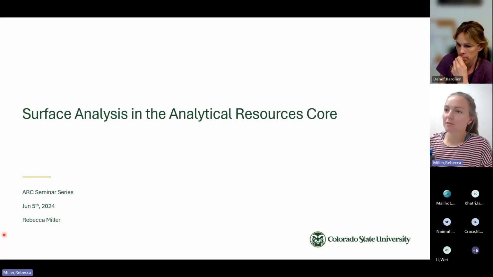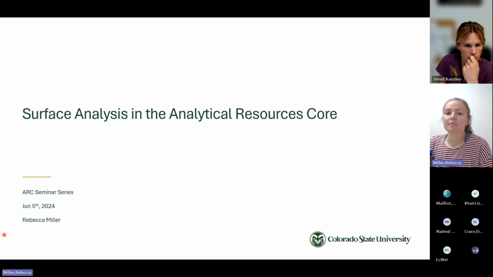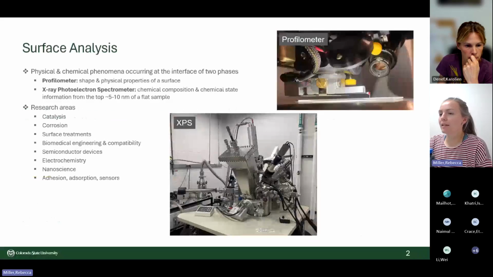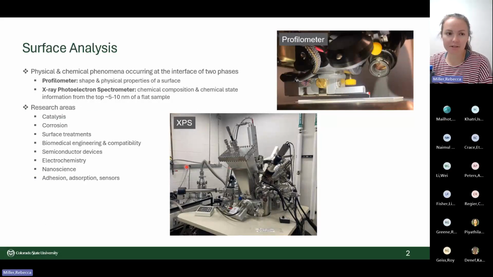Today, I'm talking about surface analysis techniques in the ARC. The main instrument I'll be talking about today is the XPS, or X-ray photoelectron spectrometer, but we also have a stylus profilometer. Very broadly, surface analysis involves trying to understand the physical and chemical phenomena occurring between two phases.